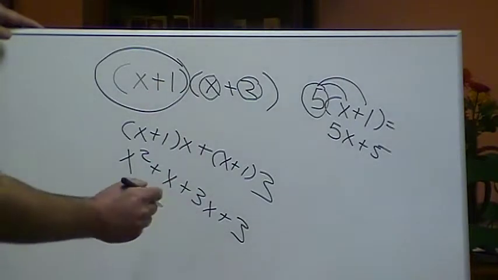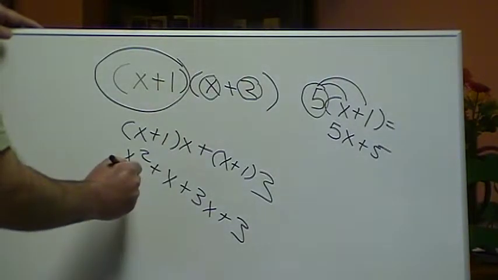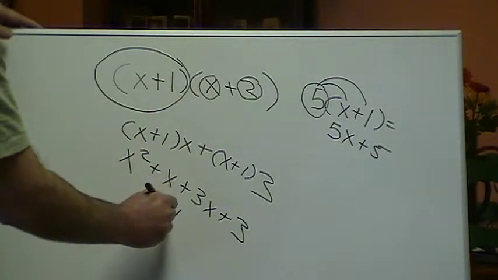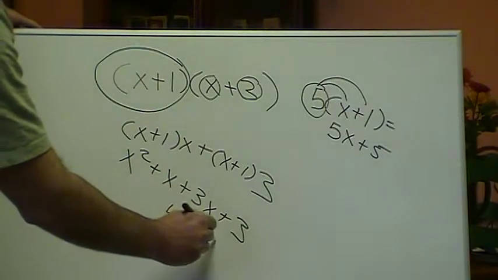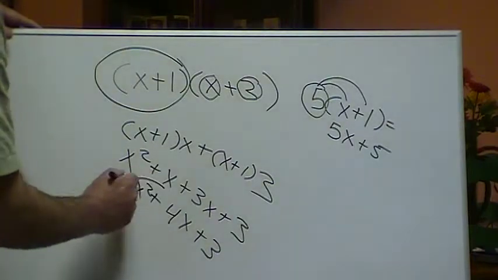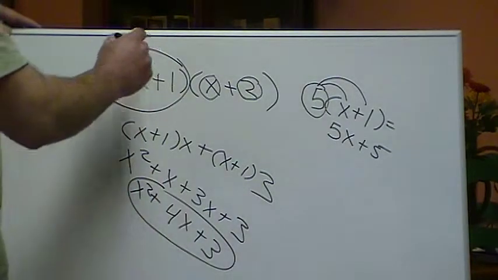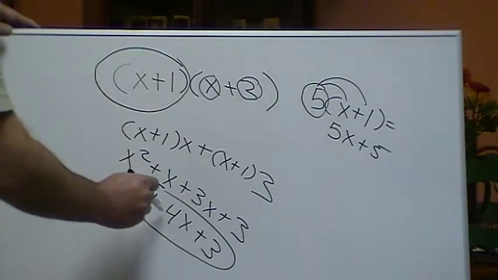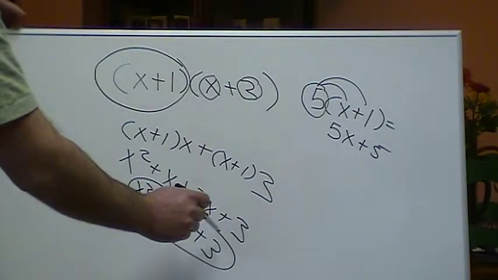Now we combine our like terms. The 3x and the x is going to be 4x plus 3 plus the x squared. And that's going to be the answer. The answer to this multiplied out is going to be x squared plus the 4x plus 3.